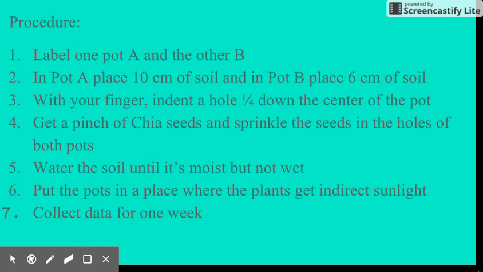After, water the soil until it is moist but not wet. Put the pots in a place where the plants get indirect sunlight. Then collect data for 1 week.